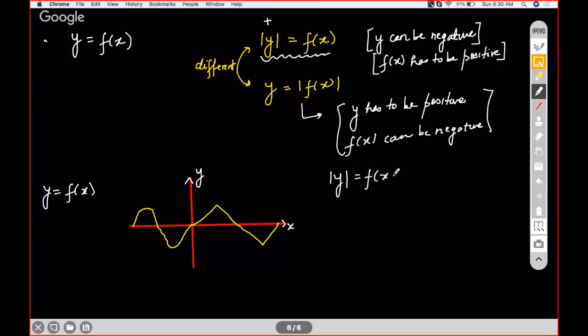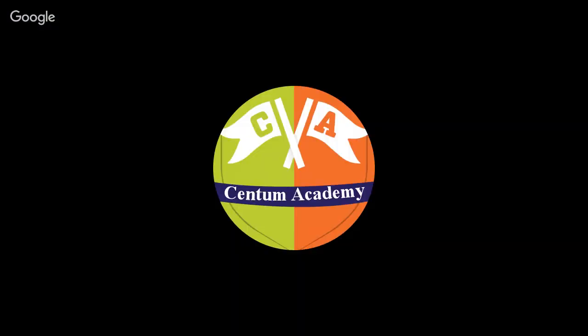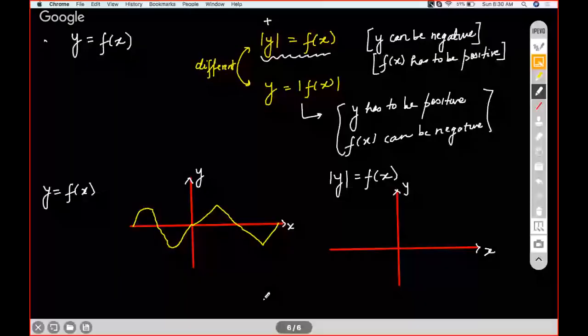Okay, fine. So here y can be negative, but f of x has to be positive. So if f of x has to be positive, then would you keep the one on the positive side of the y-axis? Yes, the same, and simply reflect the ones on the negative side up.